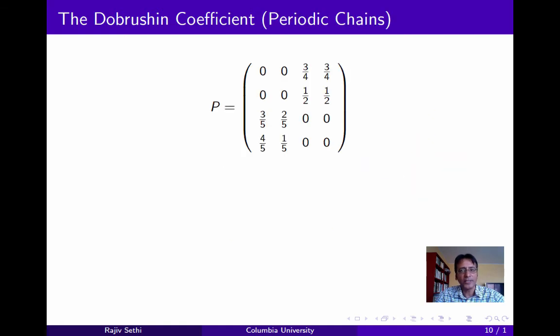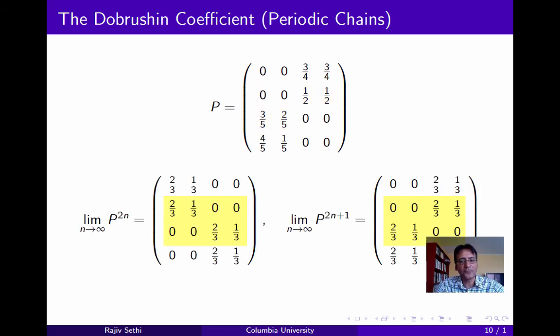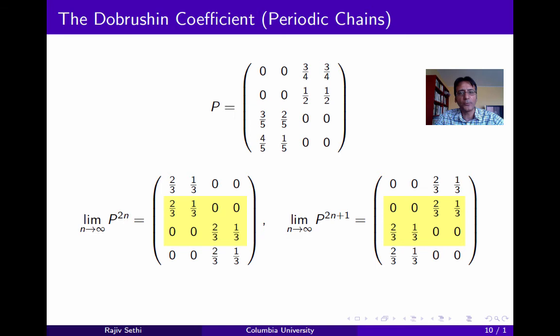Now let's look at periodic Markov chains. So here's our earlier example. Again, look at rows 2 and 3, and you see that the Dobrushin coefficient for P is equal to 0. And you should be able to verify that for higher order transitions, no matter what n happens to be, and whether it's odd or even, the Dobrushin coefficient for P to the n is equal to 0.